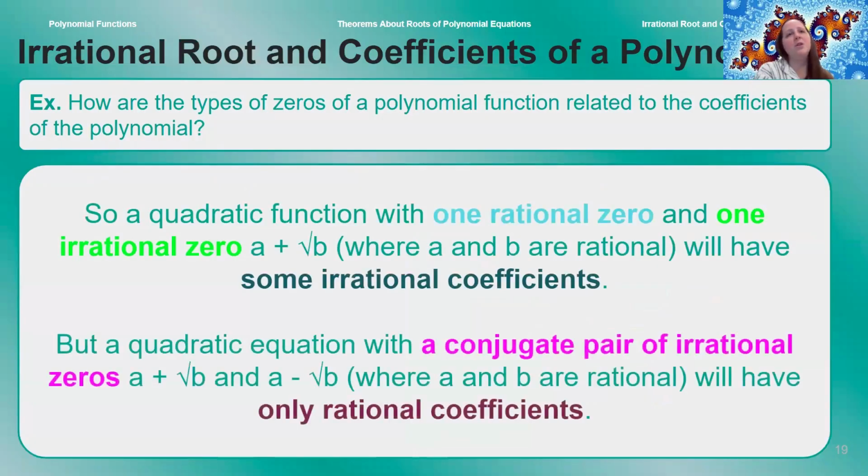How are the types of zeros of a polynomial function related to the coefficients of the polynomial? So a quadratic function with one rational zero and one irrational zero will have some irrational coefficients. They won't necessarily all be irrational, but they'll have at least one irrational coefficient. A quadratic equation with a conjugate pair of irrational zeros, a plus square root of b or a minus the square root of b, will have only rational coefficients. So as long as there is a conjugate pair, I will only have rational coefficients.